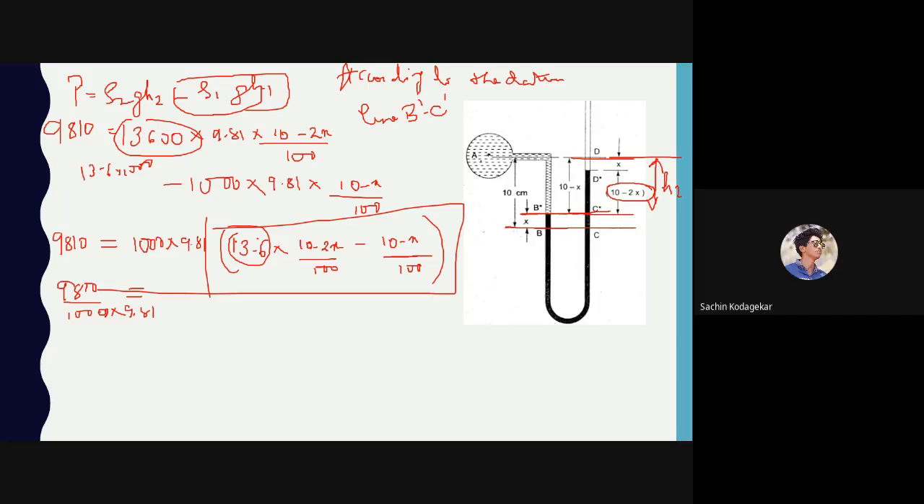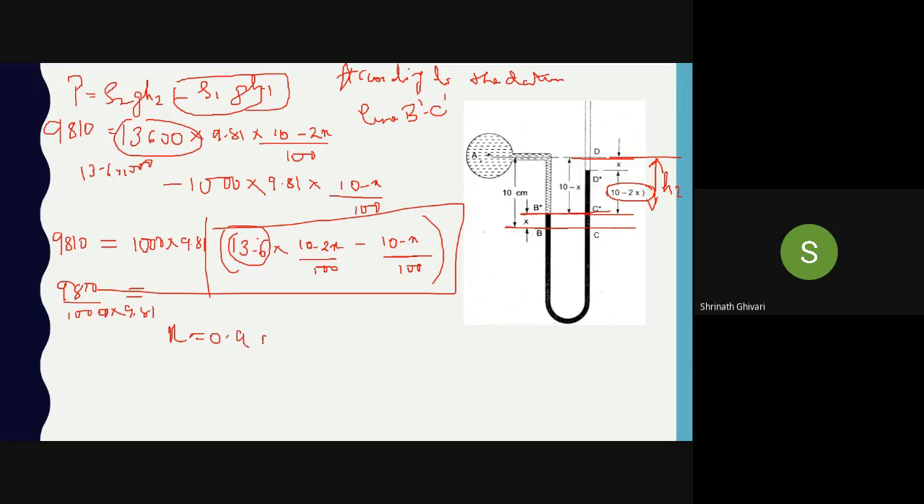Minus 28? No. 0.99. What unit? Meters? Centimeters. Okay, the answer is in terms of centimeters. x equals 0.99 centimeter.